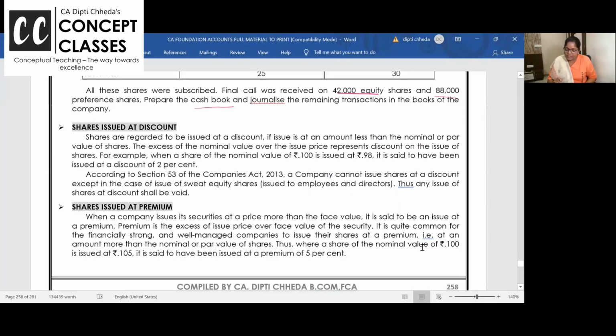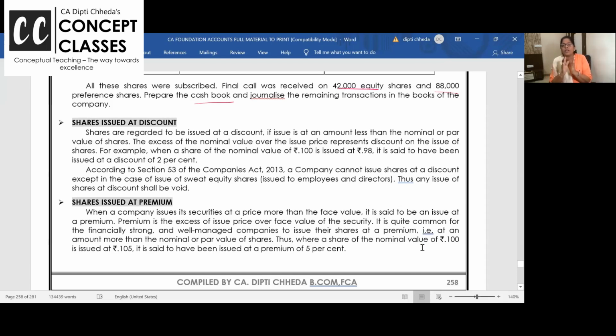Next two small concepts I am taking and then I close. Issue of shares at discount is not allowed, but this has been asked as a comment in the exam for 2 marks. The question was asked, then write, can we issue the shares at discount? 100 rupees is the face value or par value. Can I issue at 91? Answer is no. Shares are regarded to be issued at discount if issue is at amount less than nominal or par value.